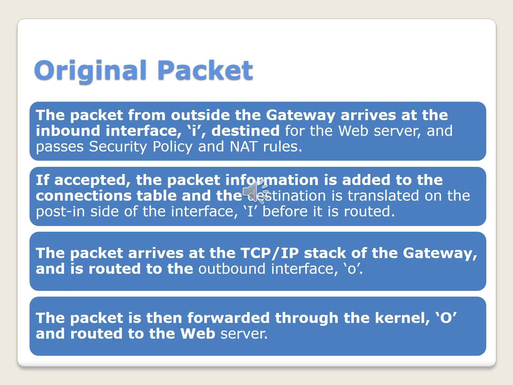Original packet. The packet from outside the gateway arrives at the inbound interface I destined for the web server and passes security policy and NAT rules. If accepted, the packet information is added to the connections table and the destination is translated on the post inside of the interface I before it is routed. The packet arrives at the TCP/IP stack of the gateway and is routed to the outbound interface O. The packet is then forwarded through the kernel O and routed to the web server.